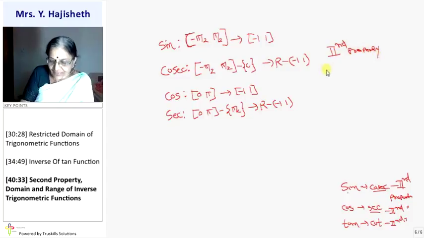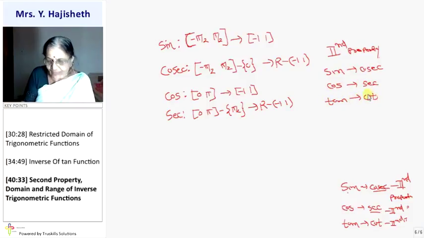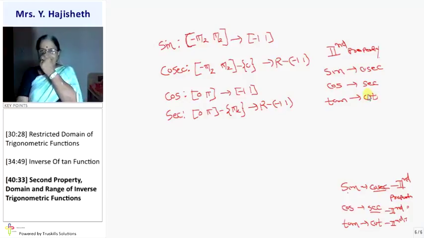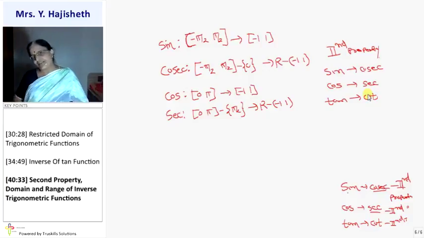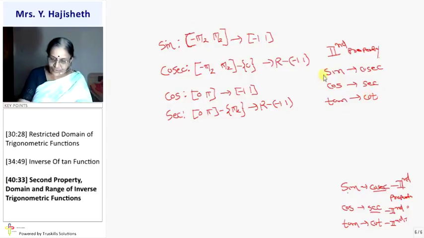kon kiske saath pair banayega? Sin, cosec ke saath, okay? Same example, same concept. Cos, sec ke saath. And tan, cot ke saath. Because tan and cot both are positive in first and third, and negative in second and fourth. Sin and cosec both are positive in first, second, negative in third, fourth. Cos and sec both positive in first and fourth, negative in second and third. And their domain is also same. So second property ke liye do do ki pair banegi.